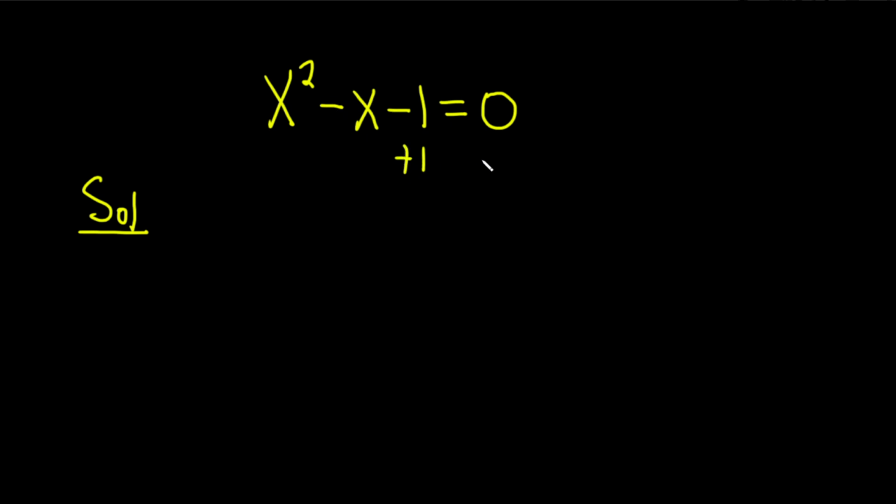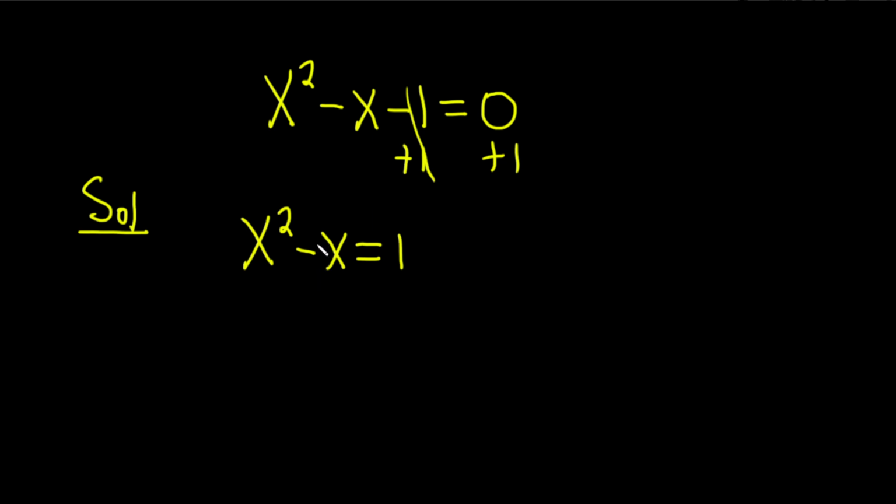I'm going to go ahead and add 1 to both sides. So we have x squared minus x equals, and over here 0 plus 1 is just 1. To complete the square, we have to look at the coefficient of x, divide it by 2 and square it, and then add that to both sides of the equation.